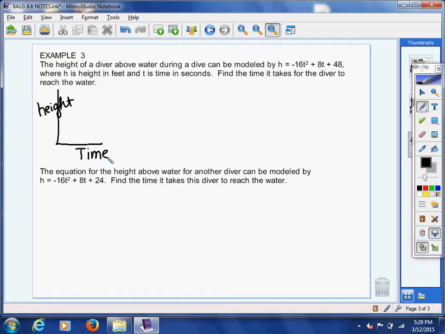We're not going to graph it. We're actually going to use our strategy of factoring. They want us to find the time it takes for the diver to reach the water.